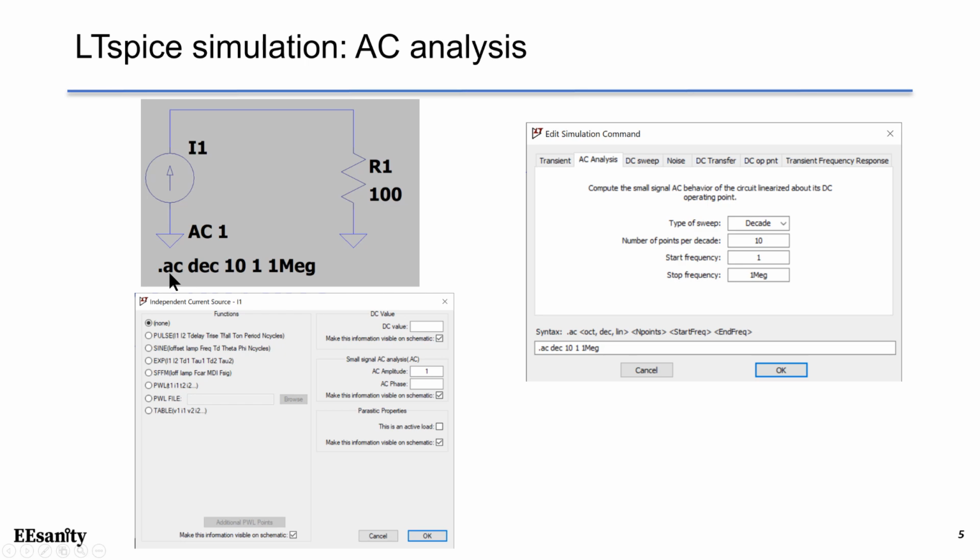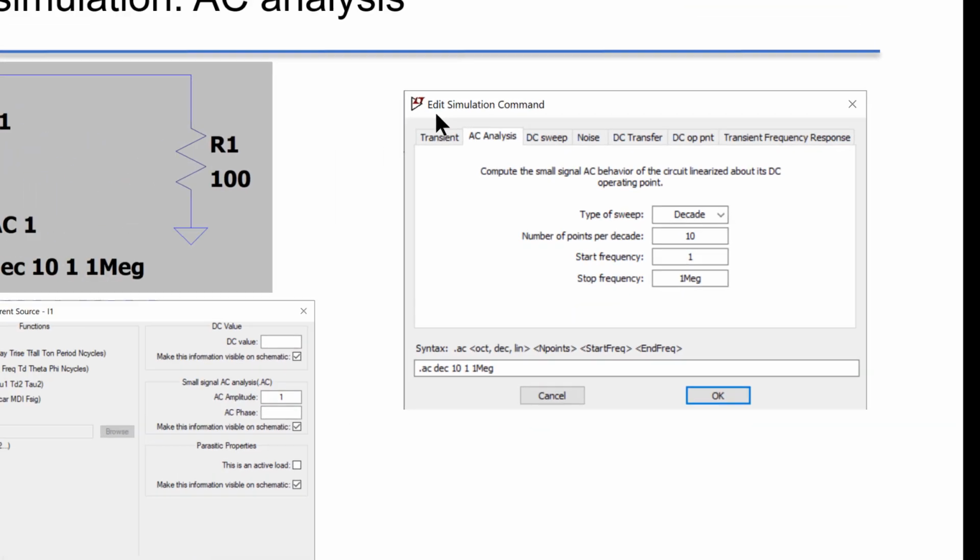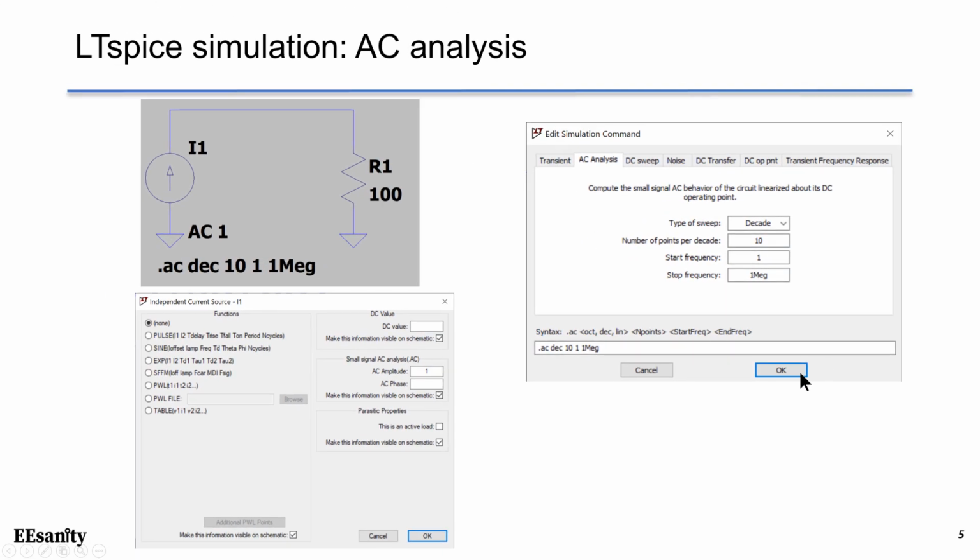If you right-click over this syntax .ac, that means the AC analysis. This window will pop up, and you can see the AC analysis settings. The type of sweep is by decade. The number of points per decade is 10 in this case. We start at 1 Hz and stop at 1 MHz. This is the syntax for the AC analysis command. And if we click OK, we can run the simulation.